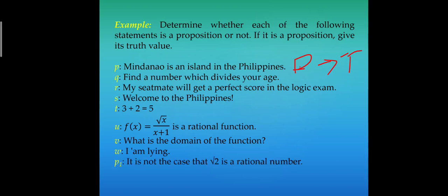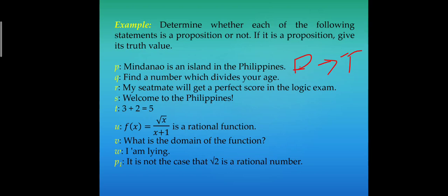Next, we have proposition P sub 1. It is not the case that square root of 2 is a rational number. Is P sub 1 a declarative sentence? Yes. P sub 1 actually is a declarative sentence. It can be shown that square root of 2 cannot be expressed as a quotient of two integers.